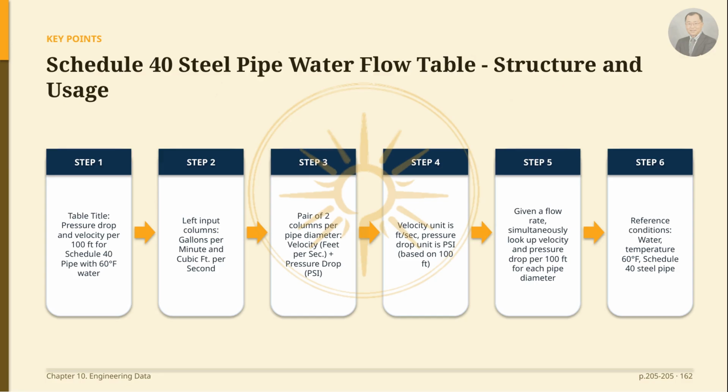To the right, there are pairs of columns for each pipe diameter. The left column shows the velocity in feet per second, and the right column shows the pressure drop in psi. It is important to note that the pressure drop is always based on 100 feet of pipe length. The usage is simple. Determine the design flow rate, find the corresponding row, and look at the columns for the desired pipe diameter to read both the velocity and the pressure drop per 100 feet for those conditions.